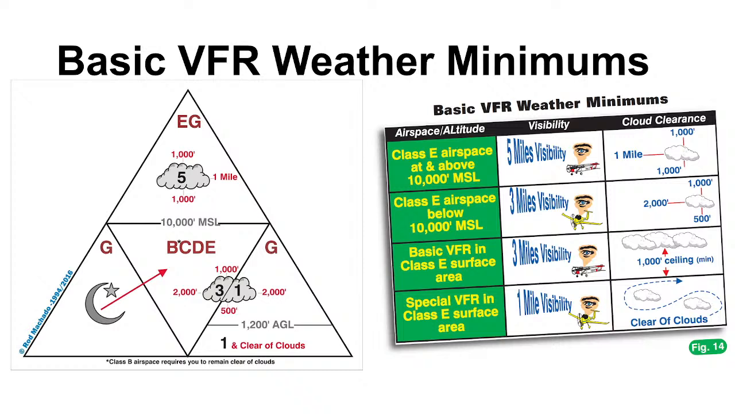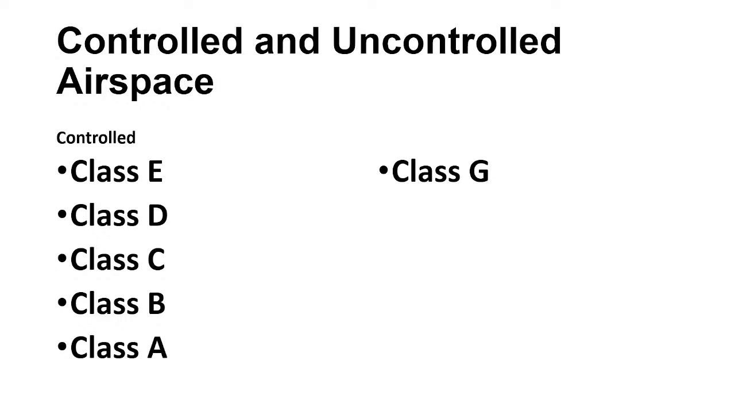What's the big difference between Class Golf and all the other classes? It's not controlled. That's the magic word. And you can legally fly IFR if you have an IFR certificate and you're in an IFR equipped airplane in Class Golf with no IFR flight plan. It is a horrible, horrible idea. Don't do it. But legally, you can do it.